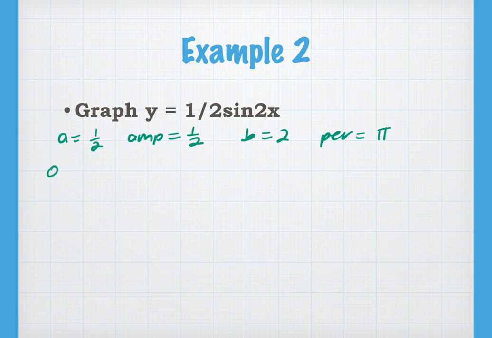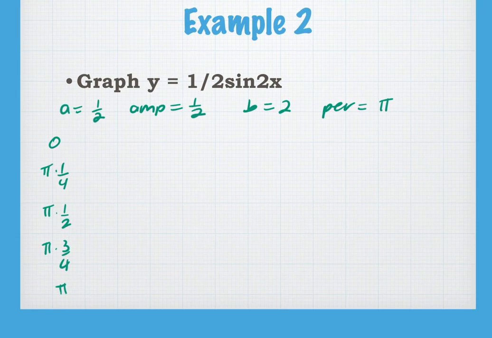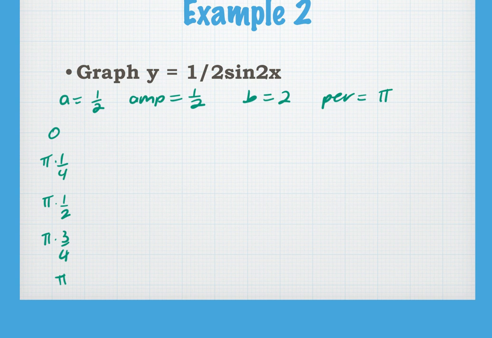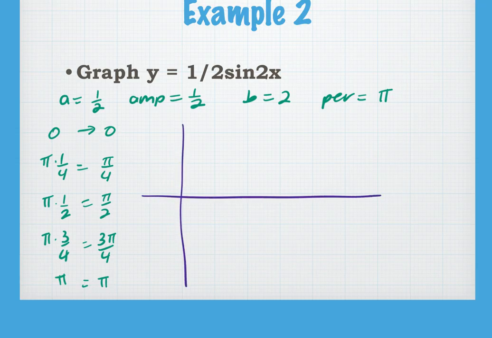So we start at 0, and then we would do pi times a fourth, pi times a half, pi times 3/4, and we finish with pi at the bottom, which will be all the way at the right. So this stays 0. This becomes pi over 4, pi over 2, 3 pi over 4, and pi. And then I go to my x and y axis.